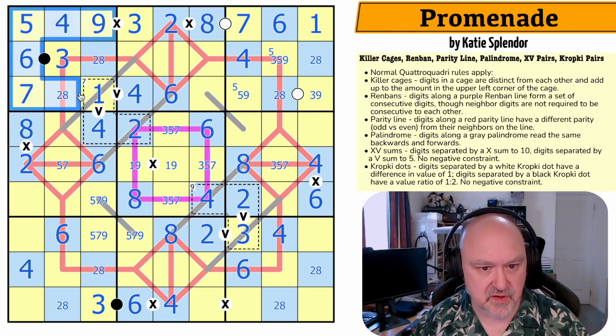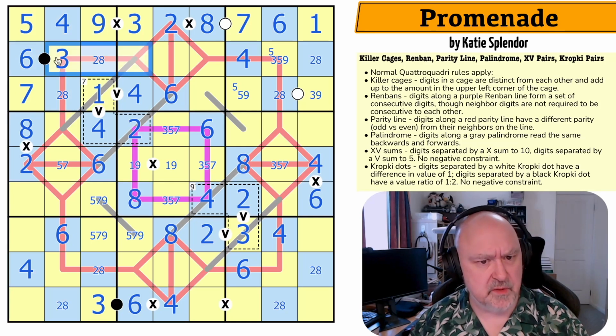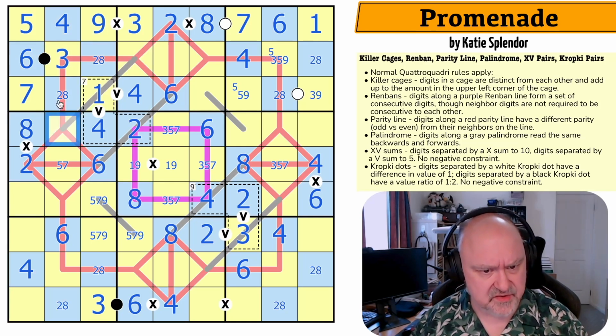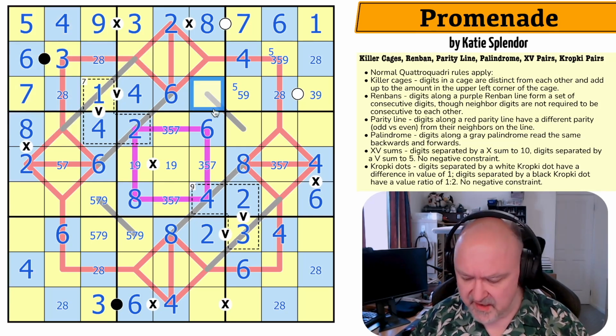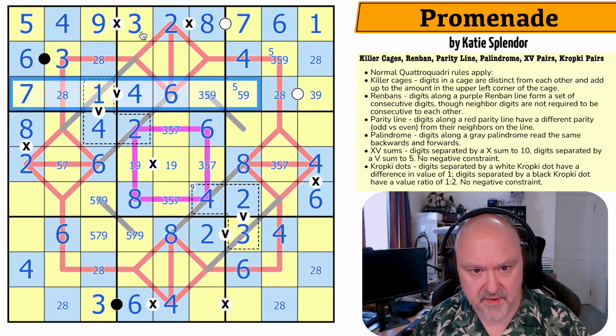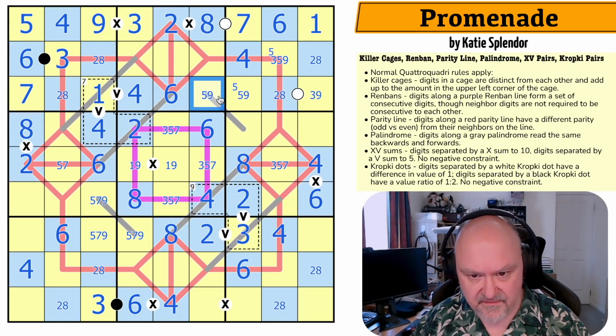Oh, I could have just looked at the box. As I said, it's a very busy grid with all the lines and the overlapping constraints and stuff. But that's okay. This is 3, 5, 9 for the row, but it can't be 3. So this is the 5, 9.